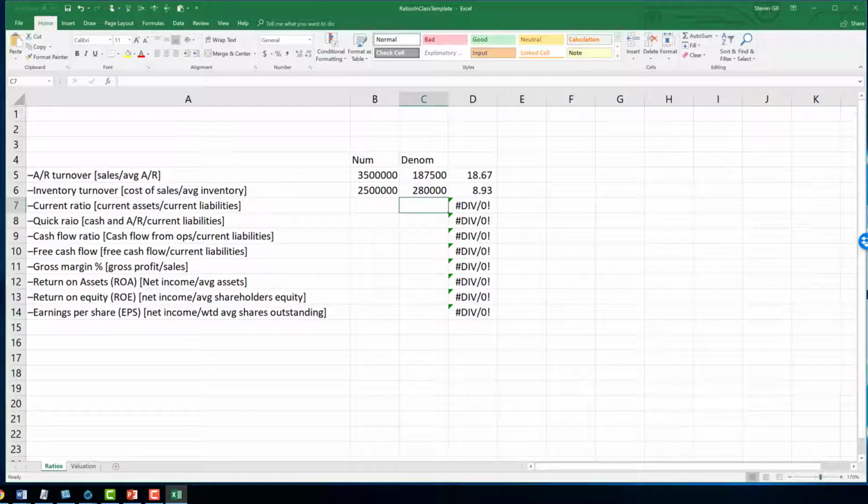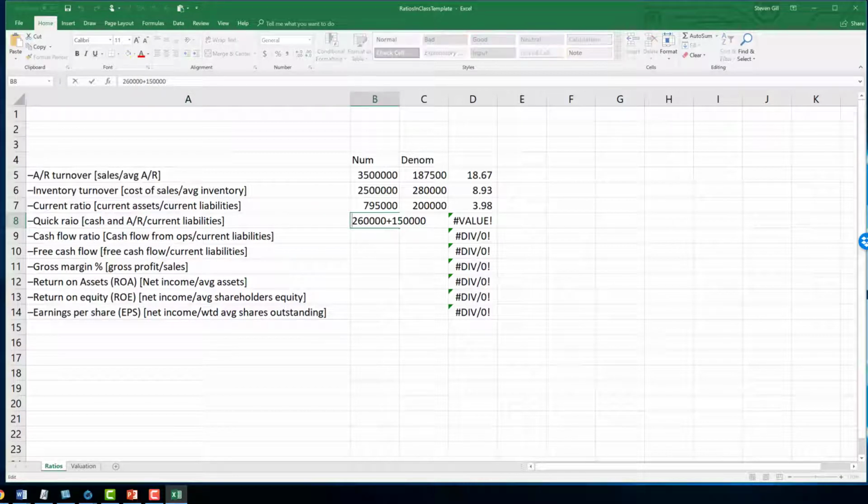Okay. The current ratio is simply the current assets, which are listed as 795,000, divided by current liabilities, which is 200,000. The quick ratio is cash, so cash pretty straightforward, 260,000, and AR, divided by current liabilities. There we go.